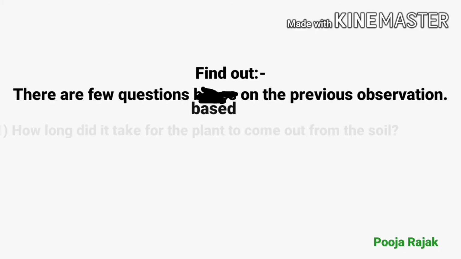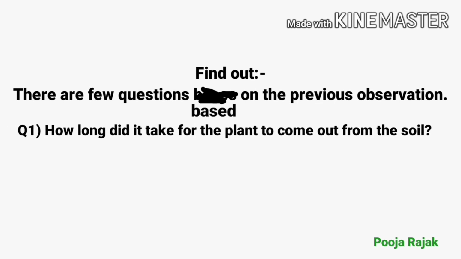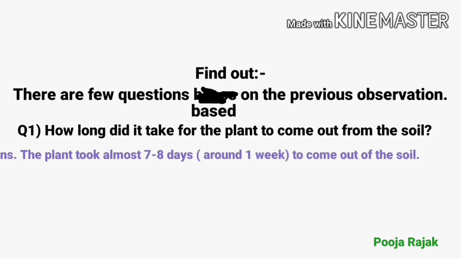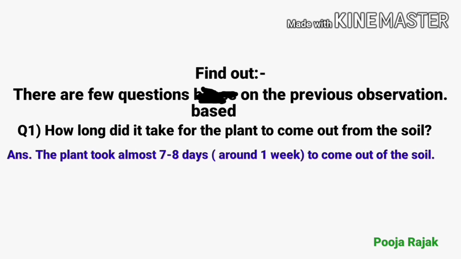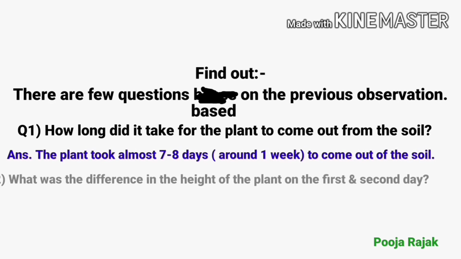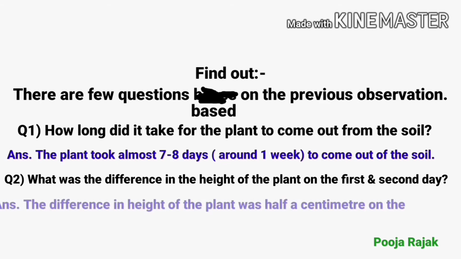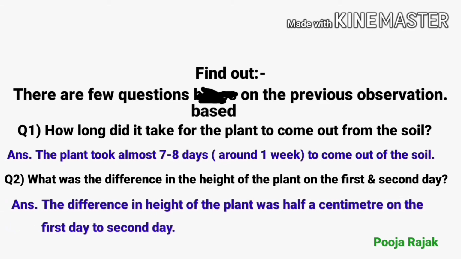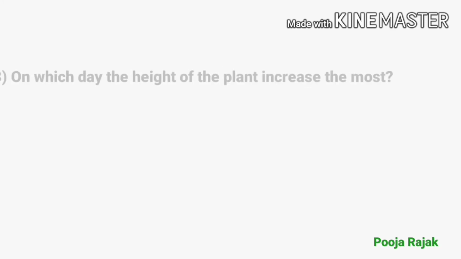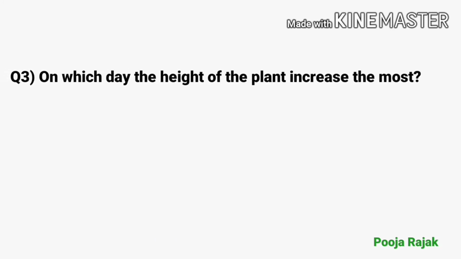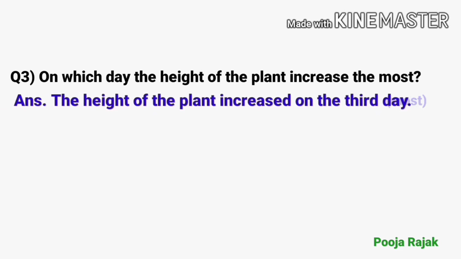So the first question is, how long did it take for the plant to come out from the soil? The plant took almost 7 to 8 days, around 1 week to come out of the soil. What was the difference in the height of the plant on the first and second day? The difference in the height of the plant was half a centimeter on the first day to second day. Now let's move on to the next question. On which day the height of the plant increased the most? So the height of the plant increased on third day.